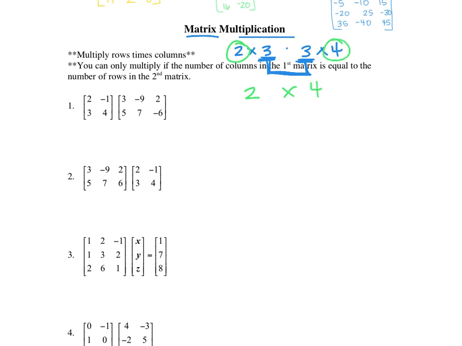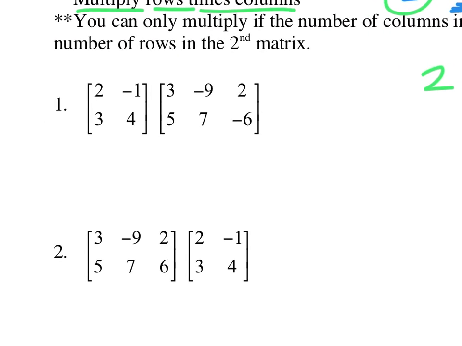The way that we do that is we're going to multiply the rows times each of the columns. So let's look at an example. Here, the first matrix is a 2 by 2 because there are 2 rows and 2 columns. The second matrix is a 2 by 3. Notice that these two are the same. Our resulting matrix is going to be a 2 by 3.